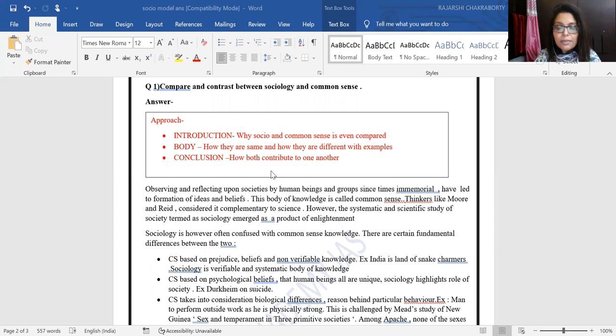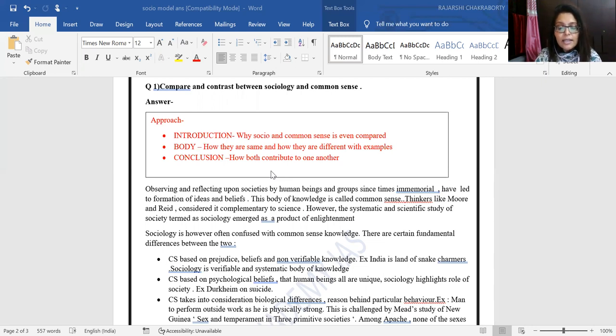Obviously, not at the same time. It's basically from observing that we developed something called common sense. Before the 17th century, it was considered the same; common sense was basically sociology. But then we had the Enlightenment period, which we spoke about the day before. During the Enlightenment, the existing body of knowledge was being questioned. The authority of the church was being questioned. The monarchical despotism was being questioned. All this we have discussed the day before.